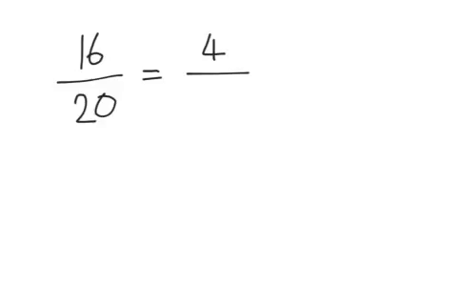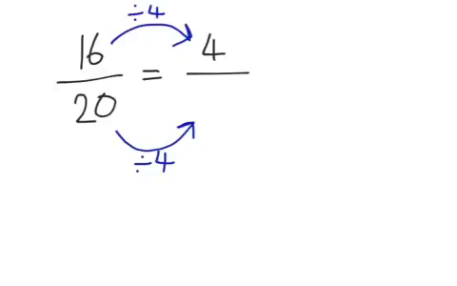It also works whenever we're talking about division as well. In this fraction, how do I get from 16 to 4? I divide by 4. So whatever I've done to the top, I also have to do to the bottom to find my equivalent fraction. And 20 divided by 4 is 5. So 16/20 and 4/5 are equivalent fractions.